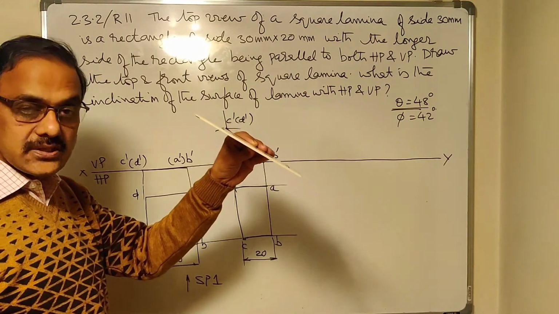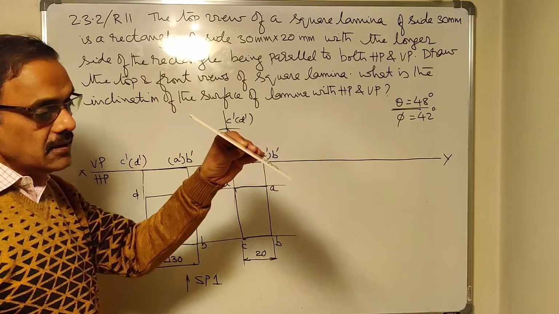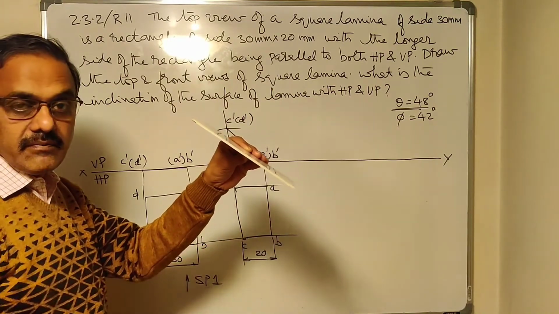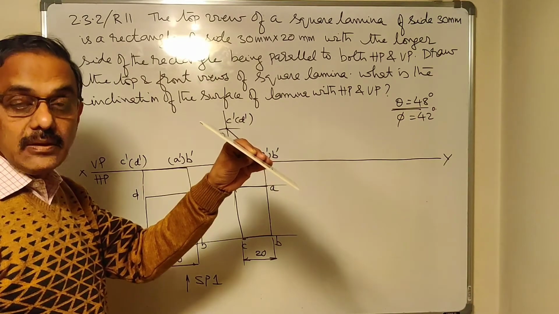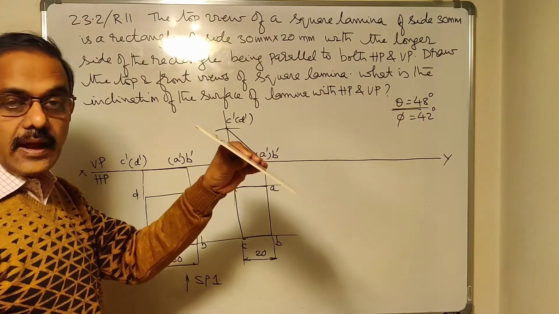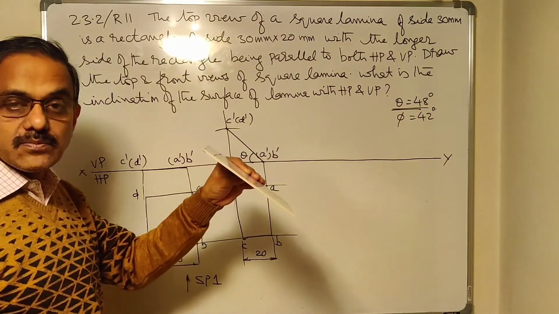Now how to do the third step? What does the third step say? This 30 mm edge should be made parallel to VP as well. Right now I made it parallel to HP, or it is kept on HP. On HP or parallel to HP has the same meaning.